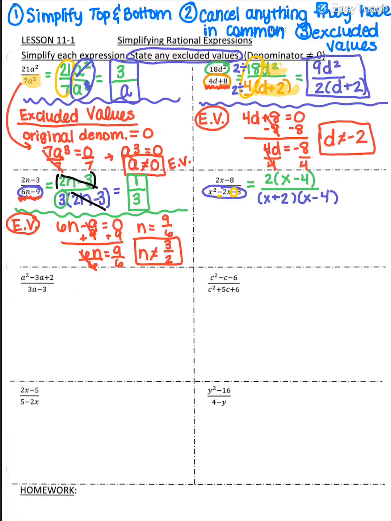Okay, so what we're looking at here is that now that top and bottom are factored, we can cancel out anything that they have in common. What they have in common in this one is the x minus 4s. So those are out. I can simplify that.